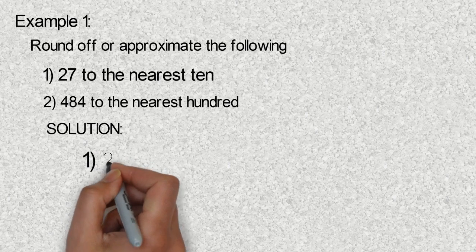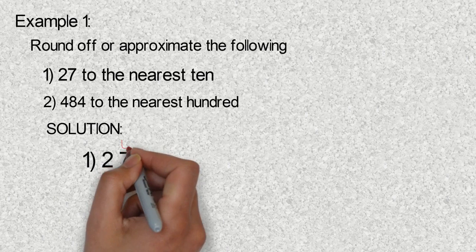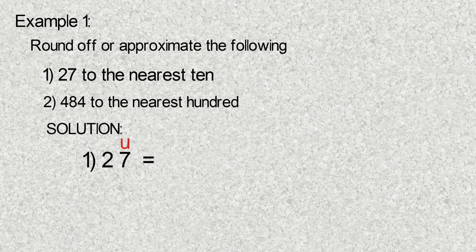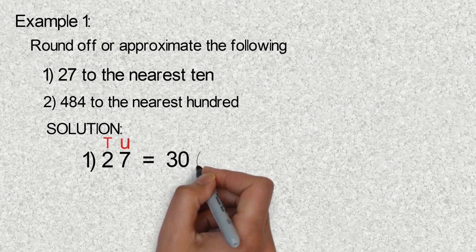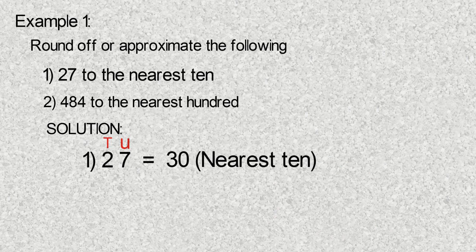27. Here, our 7 is under what? The unit place value. Can you remember that place value in GSS 1? Then 2 is under the 10 place value. So we are considering 2, which is under the 10 place value. And the next number to it is 7, which I said we round up to 1 and add it to the number we are considering. That's the 10 place value, which is 2. So adding 1 to 2 will give me 3. So I have 30 to the nearest 10.